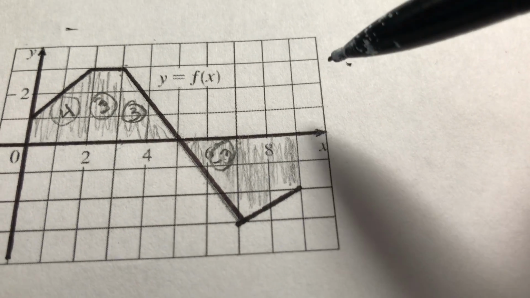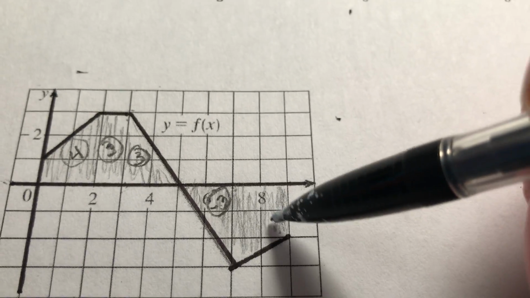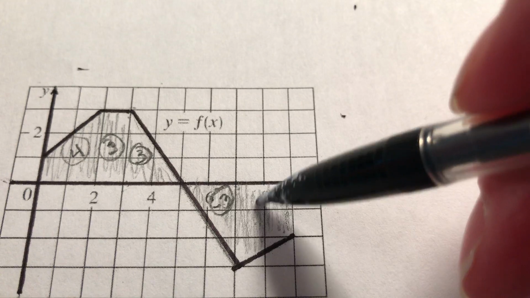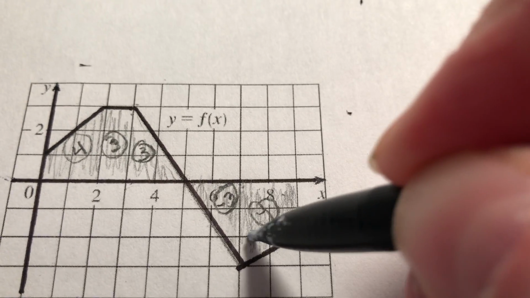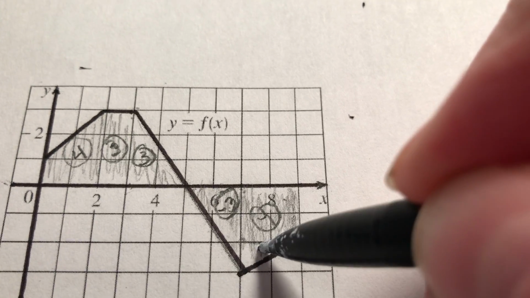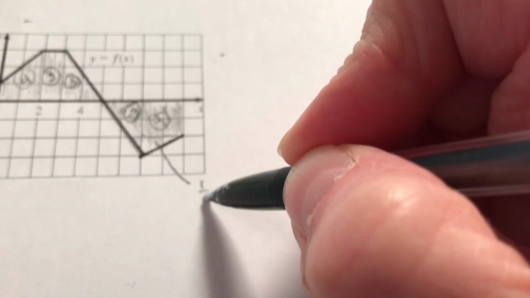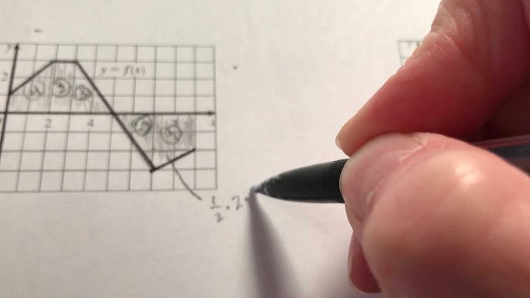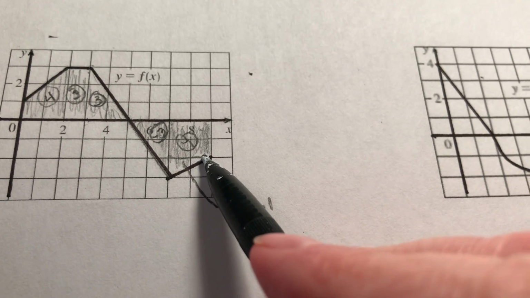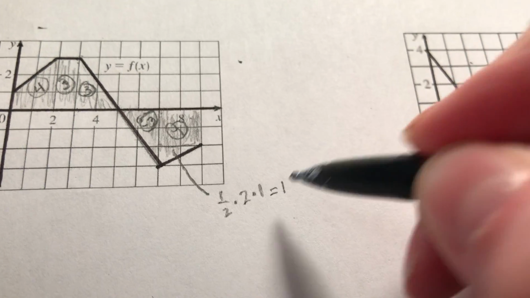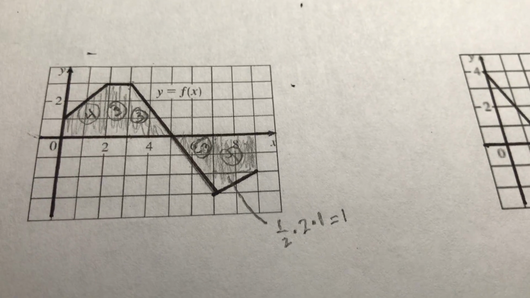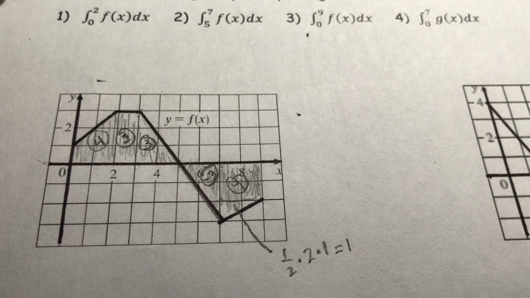Let's see, what else should we do? Well, we can see that it's 1, 2, 3, 4 in here. So it'll be 4 here, but then we get this little triangle here. What is that? That little triangle is going to be 1/2 times 2 times 1. I'm kind of looking at it backwards, but 1/2 times 2 times 1 is 1. All right. So let's try to figure all this out.